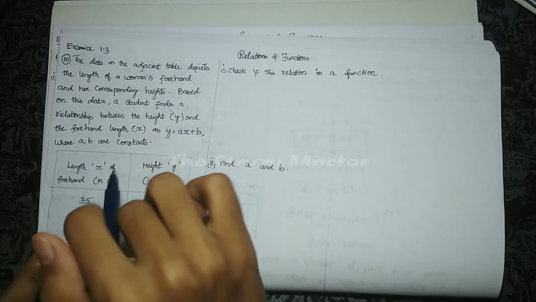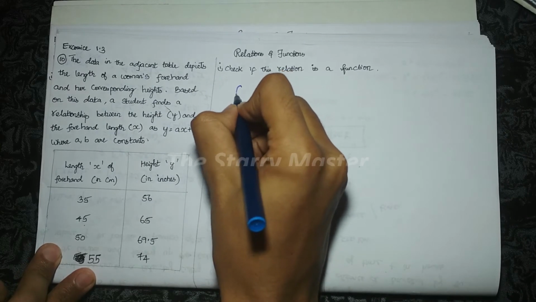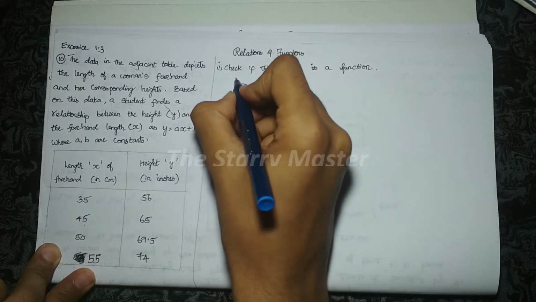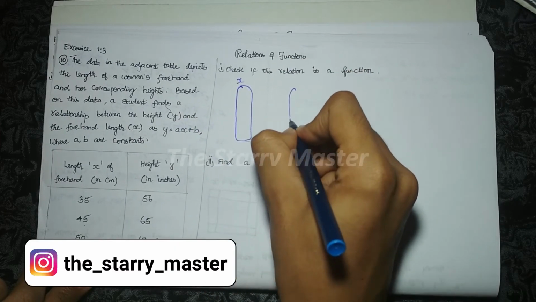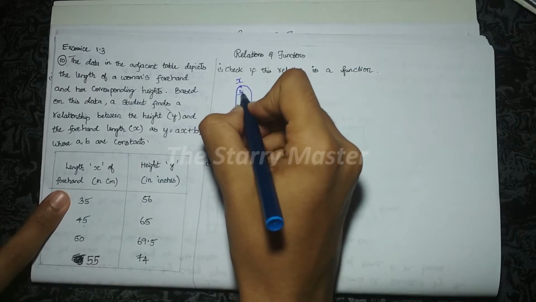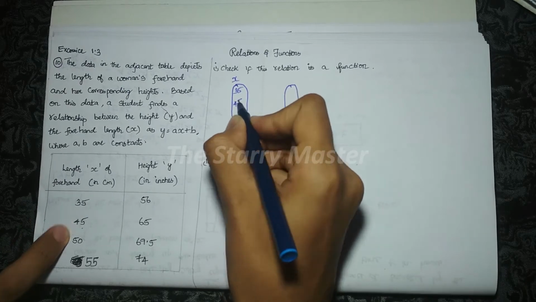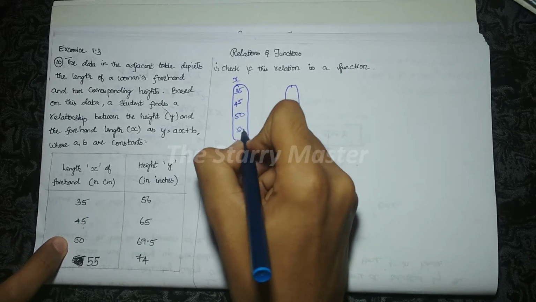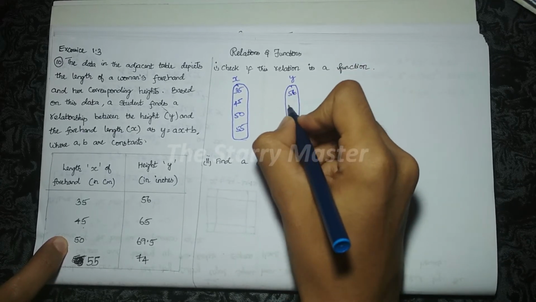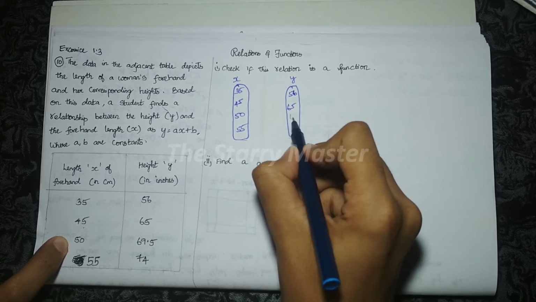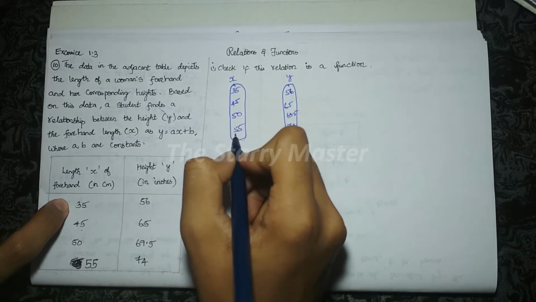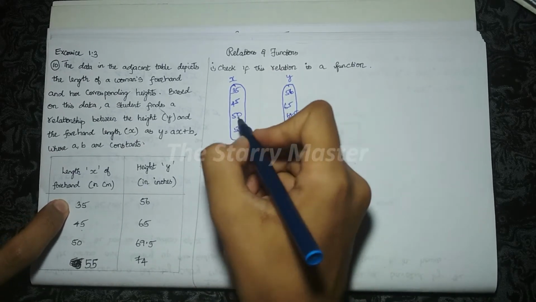To check whether this relation is a function, we have to make an arrow diagram. Make x the length and make y. Enter the values 35, 45, 50, 55 and 56. This is y: 56, 65, 69.5, 74. So if x is equal to 35, then y is equal to 56.